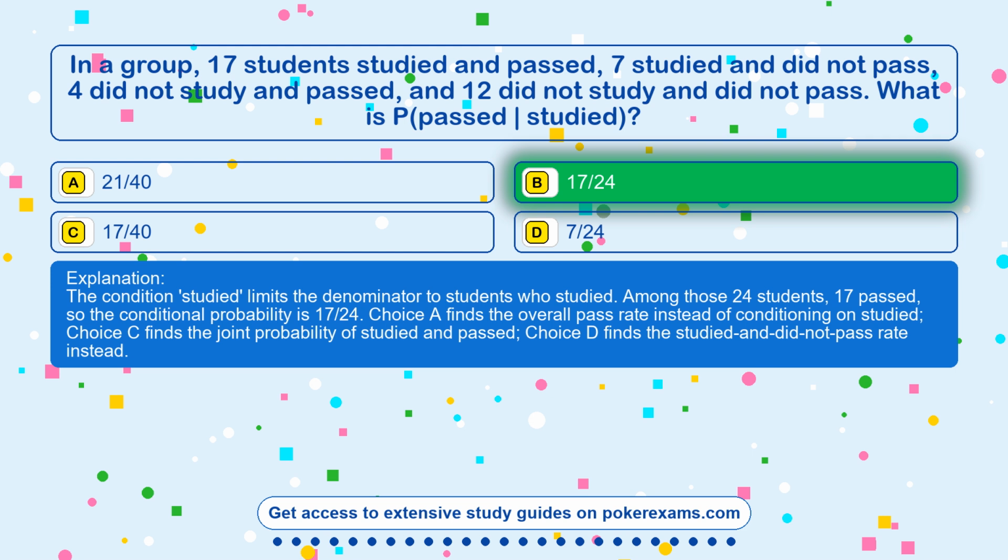Choice A finds the overall pass rate instead of conditioning on studied, choice C finds the joint probability of studied and passed, choice D finds the studied-and-did-not-pass rate instead.